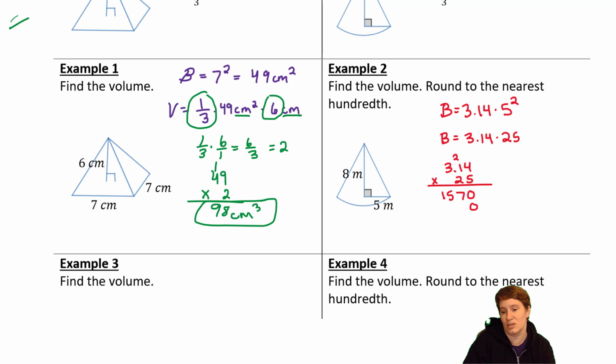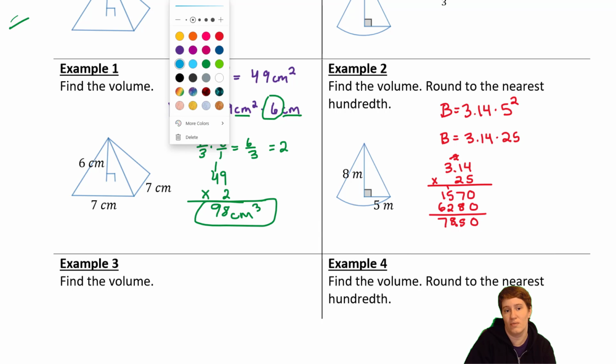Put my placeholder here. 8, 2, 6. So then add, and 2 decimals here, so 2 decimals here. 78.5 is what I get for the area of the base, this area for the circle that's on bottom. So then we want to go and put that into our volume formula.